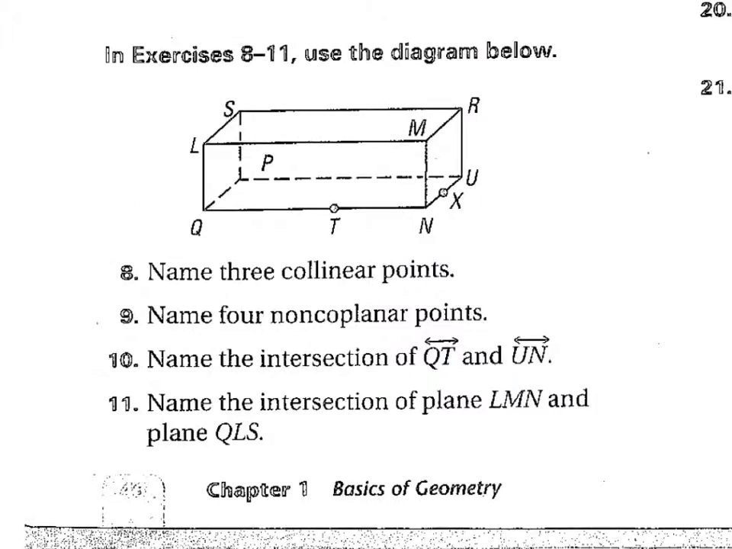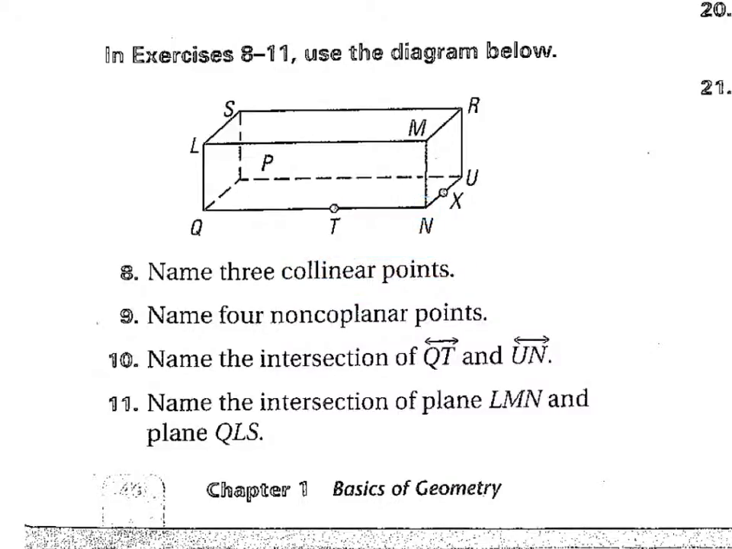Okay, number 8, 9, 10, 11, there's a lot of questions about this. Collinear points, all right. Collinear points means they're all three on the same line. So for example, you could have Q, T, and N, all three on the same line. They are collinear, okay.